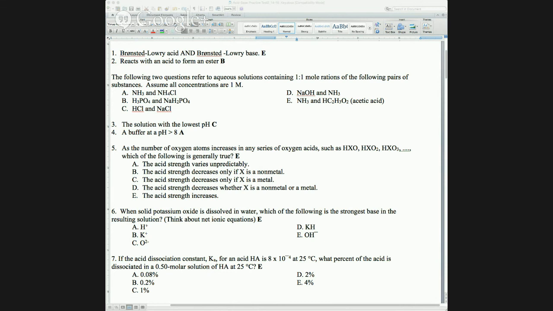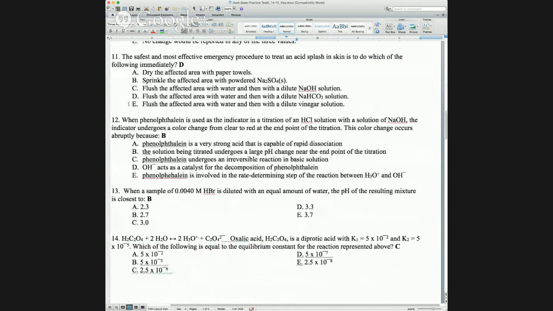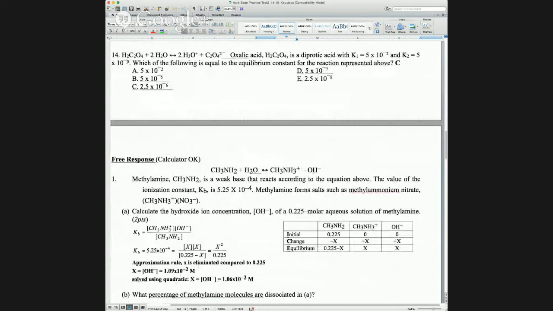So are there other questions from you guys? Yes, Aria, multiple choice number 14. Okay, let's take a look at that one. Multiple choice number 14. We've got oxalic acid is a diprotic acid with Ka1 and Ka2. Which of the following is equal to the equilibrium constant for the reaction represented above?